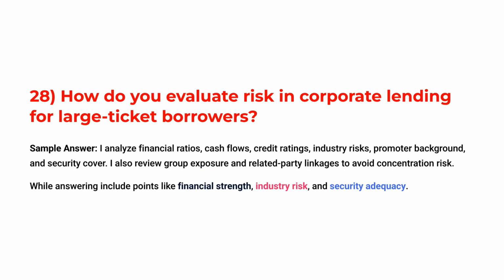How do you evaluate risk in corporate lending for large-ticket borrowers? Sample answer. I analyze financial ratios, cash flows, credit ratings, industry risks, promoter background, and security cover. I also review group exposure and related party linkages to avoid concentration risk. While answering, include points like financial strength, industry risk, and security adequacy.